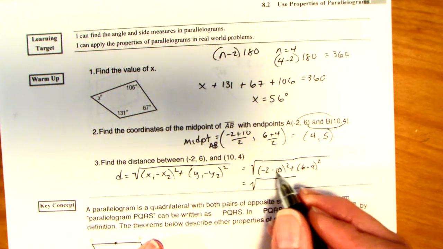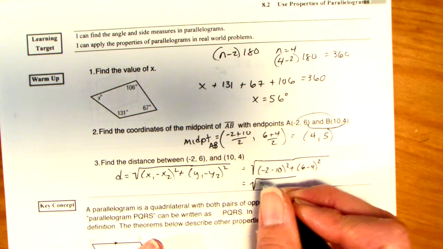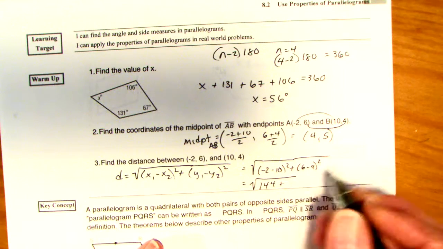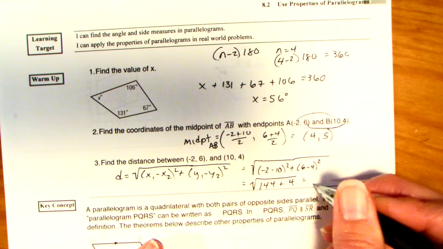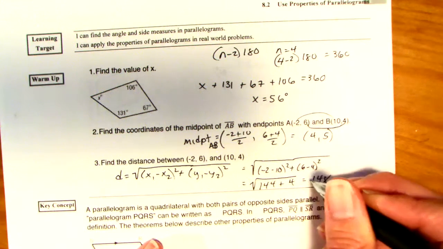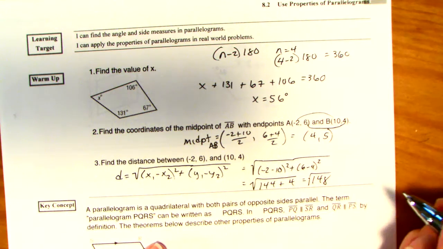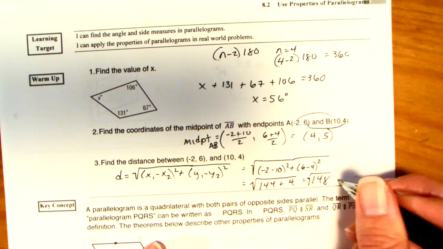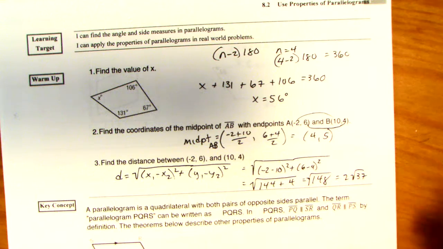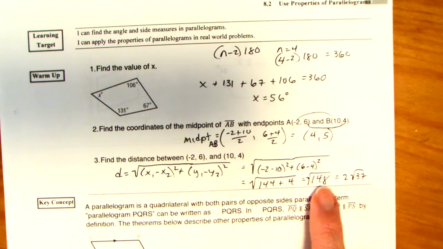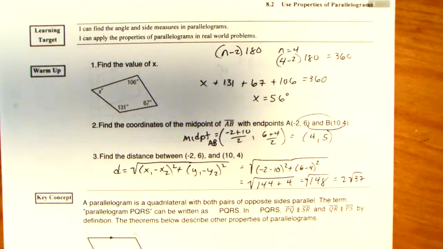This will be negative 12 squared, which is 144. 2 squared, which is 4. You get 148. The square root of that. Don't forget the square root. Which is equal to 2 times the square root of 37. Usually teachers will let you leave this. That gets a little tricky.